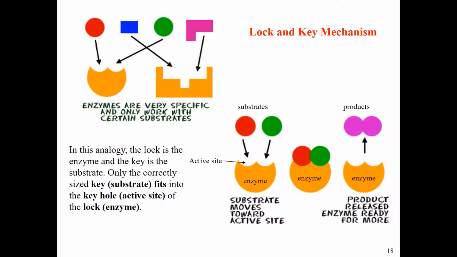Enzymes are very specific and will only work with certain substrates. They work based on a lock and key mechanism. So let's say the substrate is the key, so only a particular substrate can fit into the active site of the enzyme. Here, you see, this is the active site of the enzyme. So only a substrate that fits into this active site can bind to the enzyme. Lock and key mechanism.